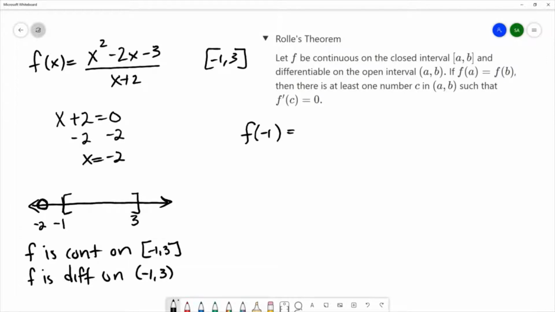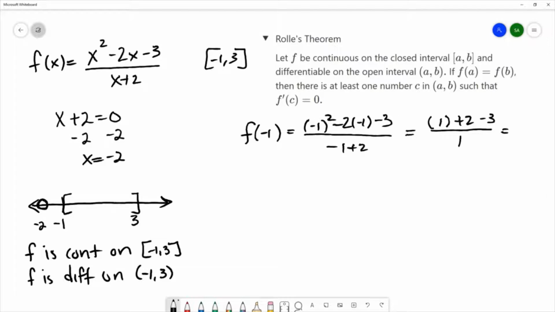So f of -1 is -1 squared minus 2 times -1 minus 3 over -1 plus 2. That's 1 plus 2 minus 3 over 1, and that's 3 minus 3 over 1, and we get 0 over 1, which is 0. And let's calculate f of 3. 3 squared minus 2 times 3 minus 3 over 3 plus 2.